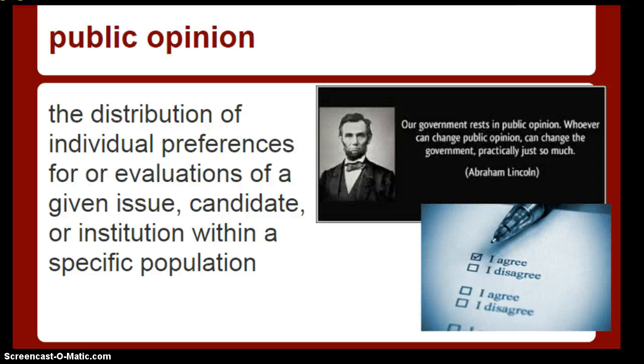So the next word is public opinion, and this is just what it sounds like. It's the opinion of the public, and it's the distribution of individual preferences for or evaluations of an issue, a candidate, or an institution within a specific population. So it's all the different opinions that people have about different things in a given area.